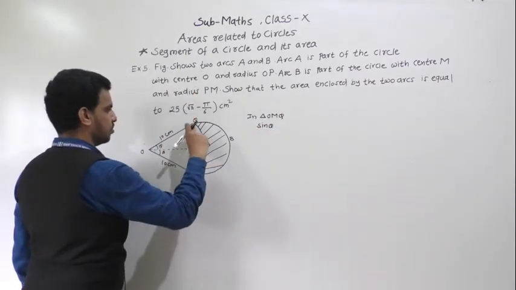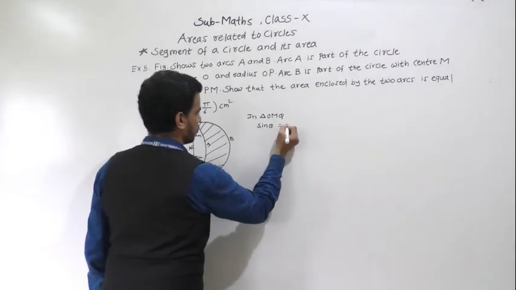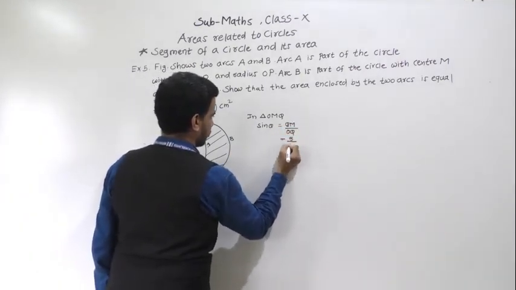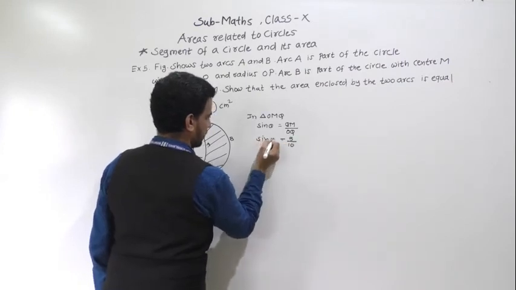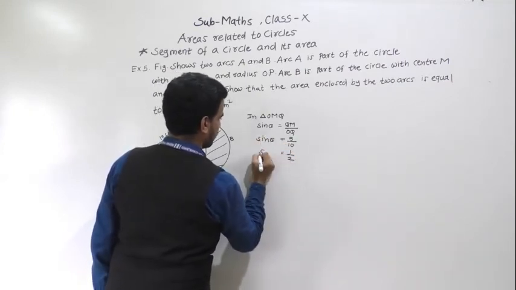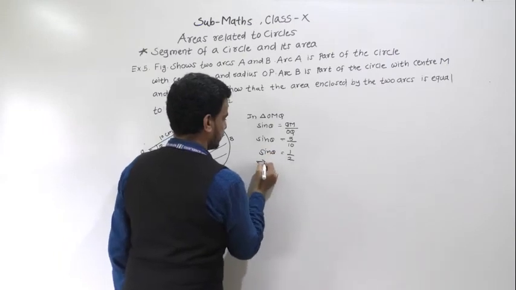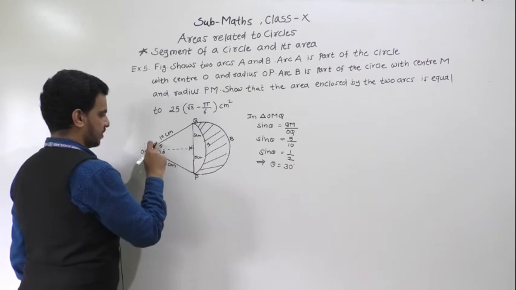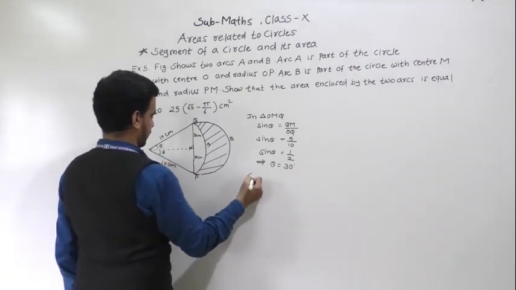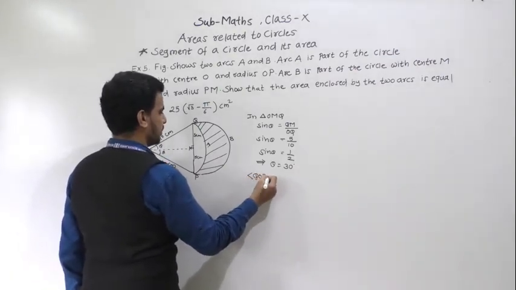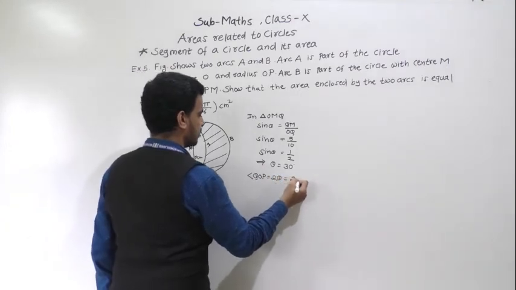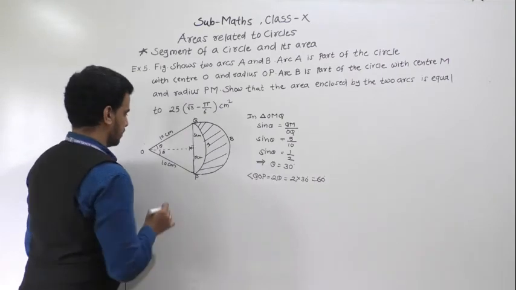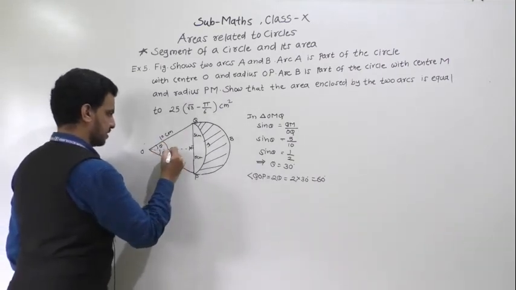sine theta is equal to QM upon OQ. So QM is 5, OQ is 10, so sine theta is equal to 5 by 10, that is 1 by 2. So sine theta 1 by 2 means theta is equal to 30 degree. So if theta is 30, angle QOP is equal to 2 theta, that is 2 into 30 degree is equal to 60 degree. So this total angle is 60 degree.